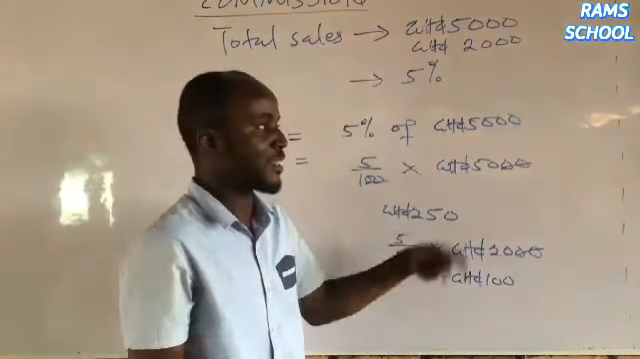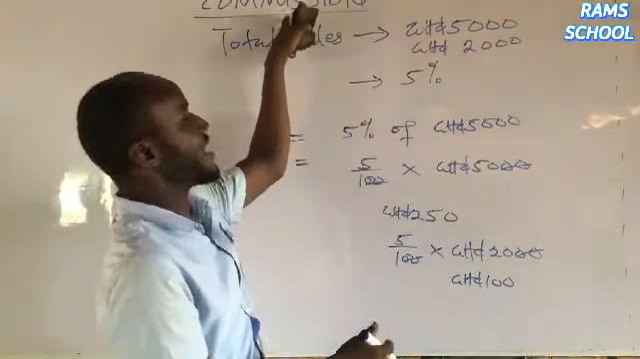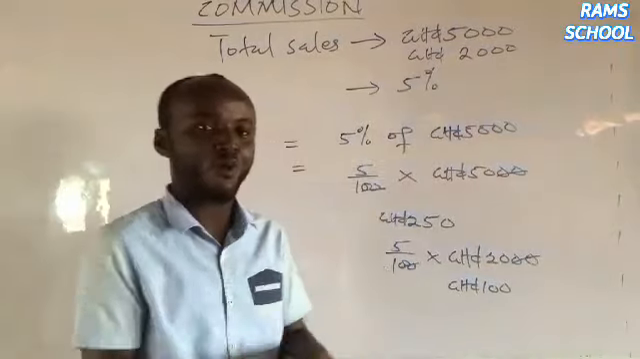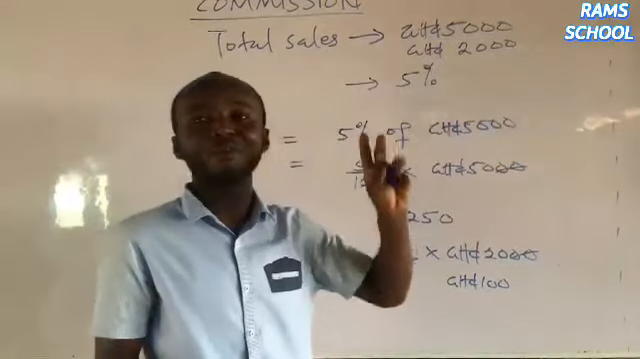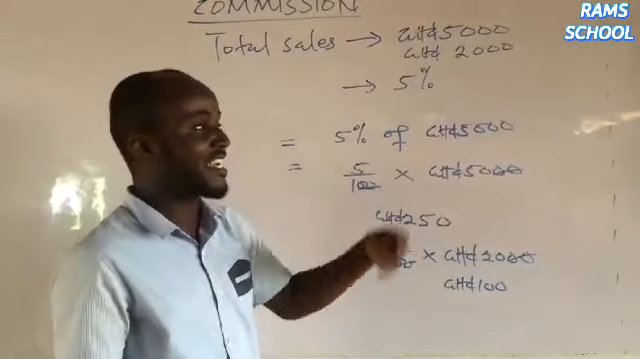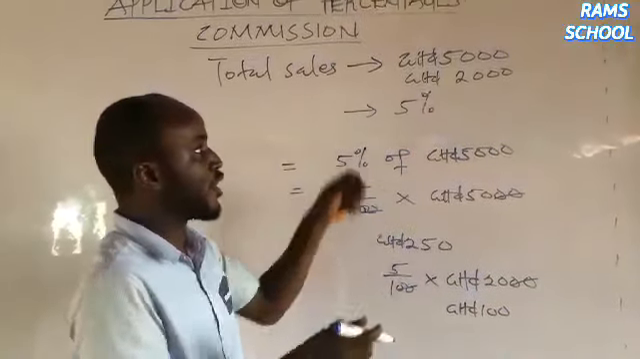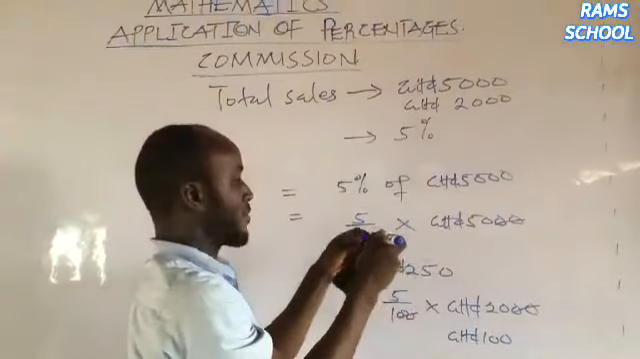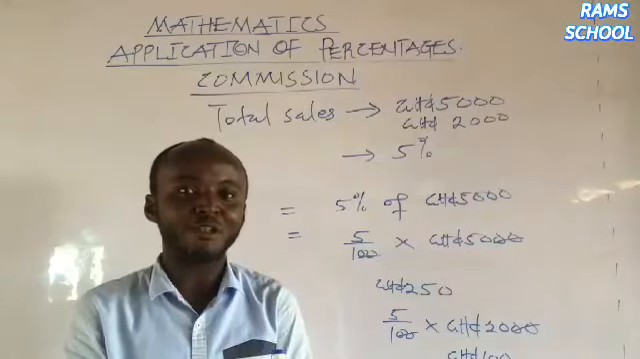So the more she sells, the more she gets a commission. So this commission here is going to encourage Erica to sell more. When she goes to the supermarket, she will not be lazy again because she knows that anytime that she sells more, she's going to get 5%. So this is how I can explain commission to you.